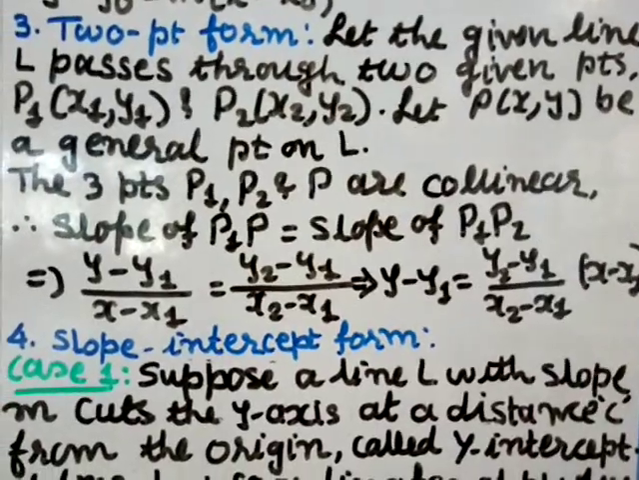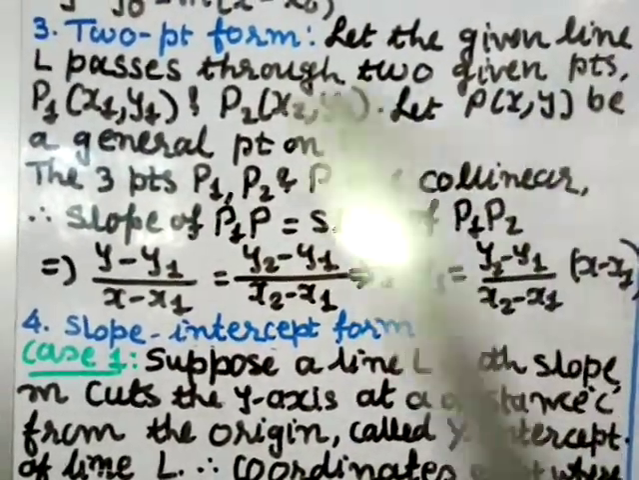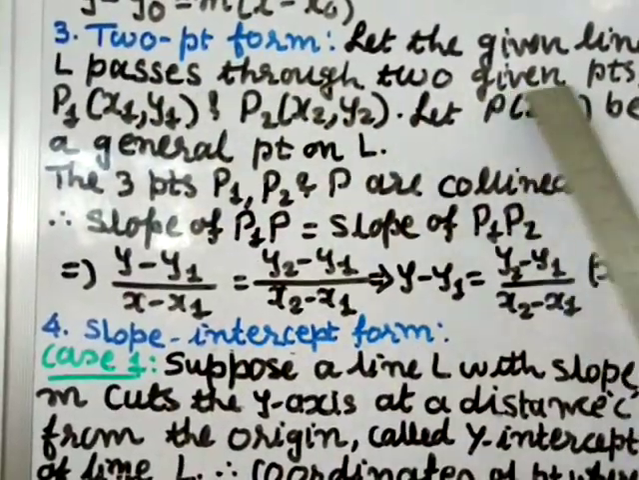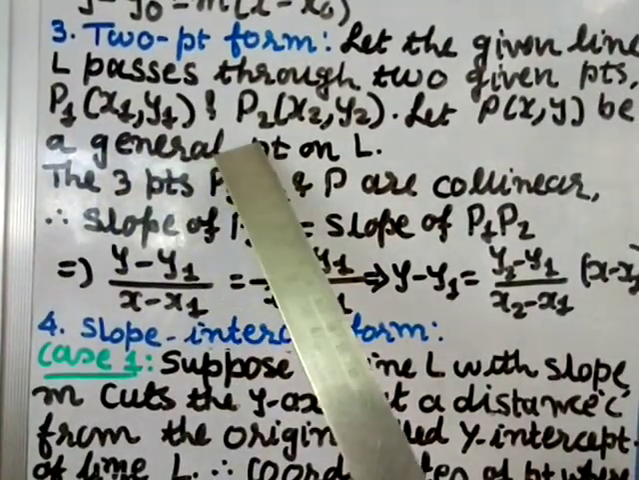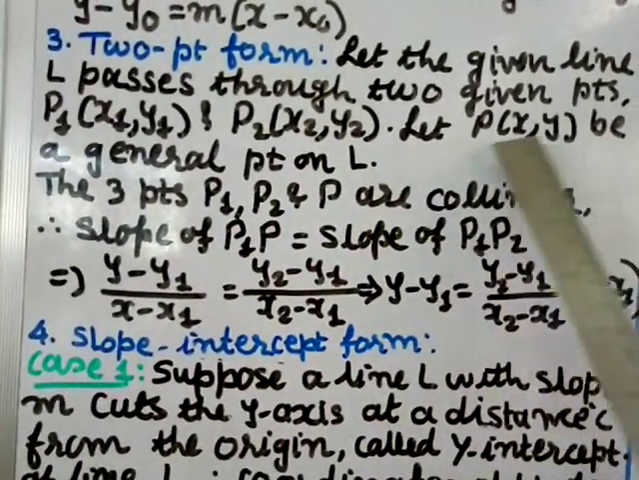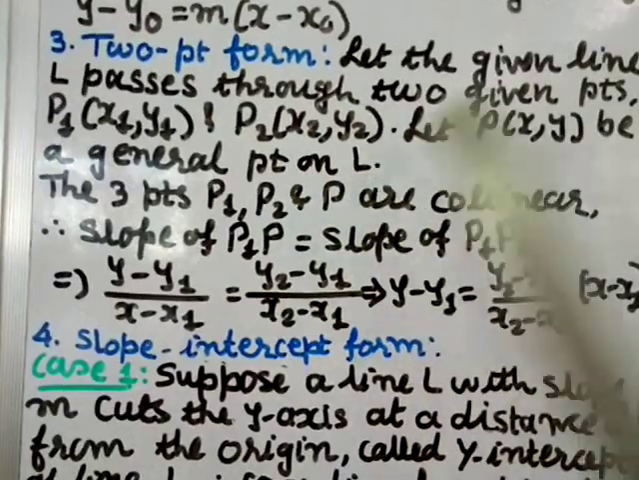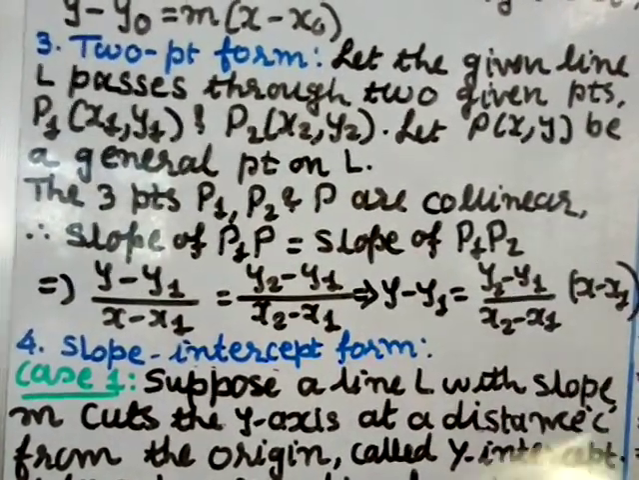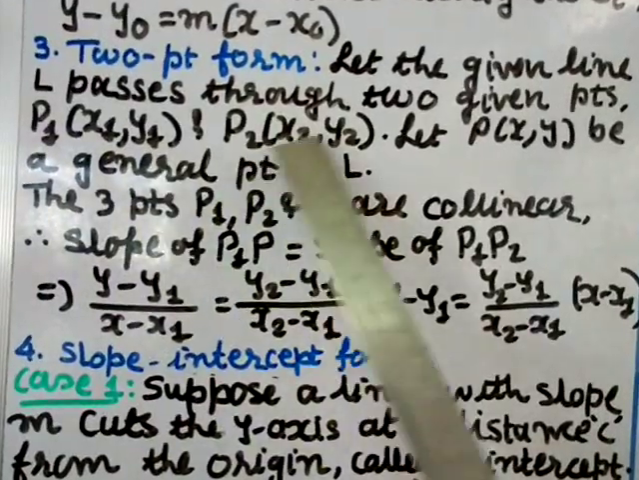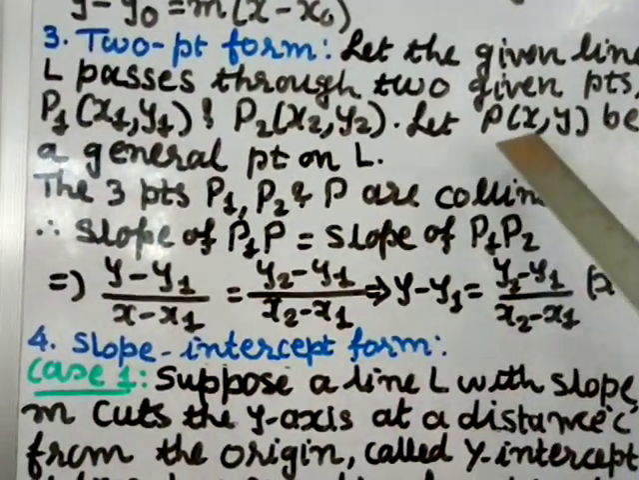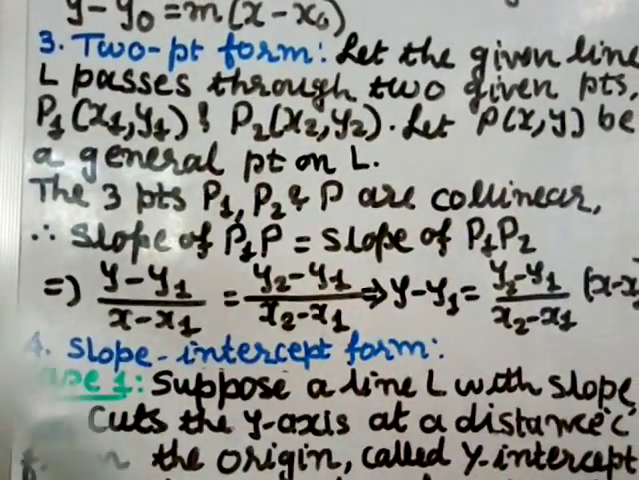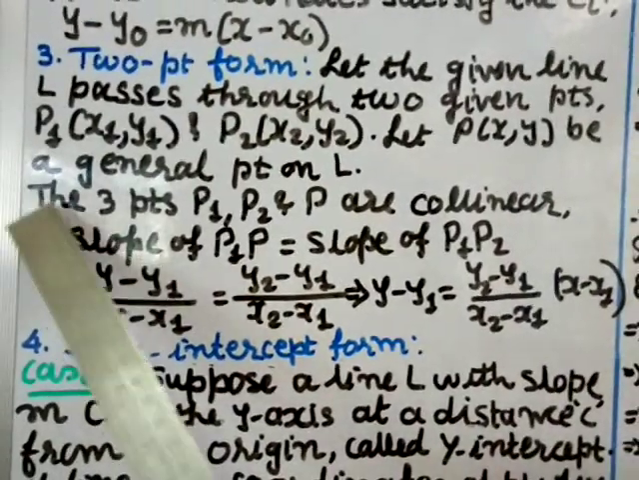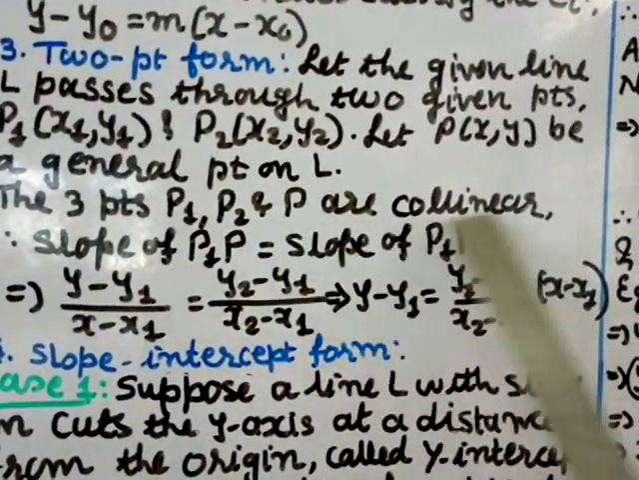Number 3, 2-point form. Let the given line L pass through two given points P1 x1 y1 and P2 x2 y2. Let P x y be a general point on L. Now you are given a line and there are 2 points on the line. One is x1 y1, the other one is x2 y2, and another general point is x and y. Now all these 3 points are on the same line. That means the 3 points P1, P2 and P are collinear.